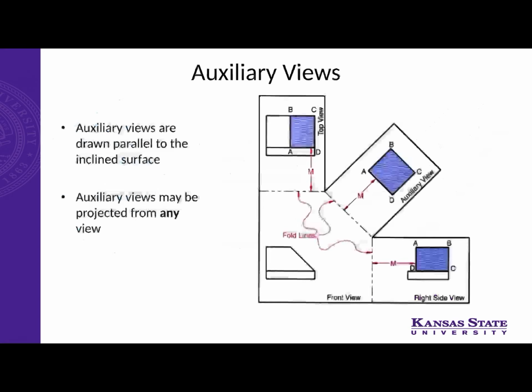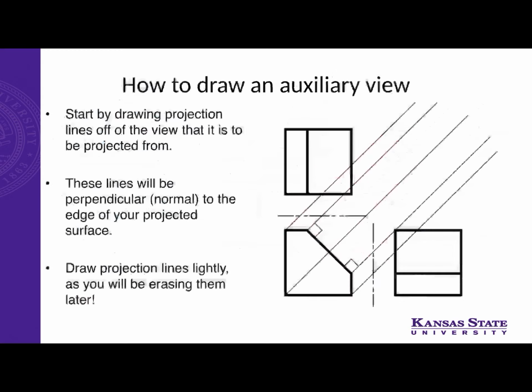So auxiliary views are drawn parallel to the surface that they're coming off of. And they can be projected from any view. So basically, whatever lines make sense. Wherever that inclined line is, you can draw the auxiliary view off of it. You just need it to be parallel to that inclined line.